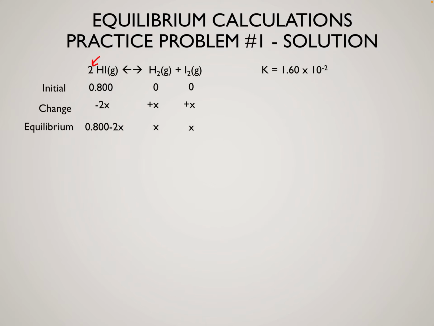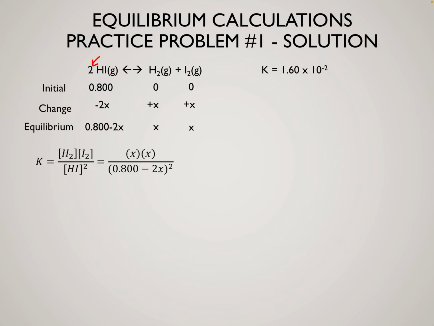Okay, so the next step will be to write that mass action expression, right? So we're going to go ahead and write our products over reactants. So we have hydrogen times iodine over hydroiodic acid squared, right? Remember to raise them to the power of the coefficient. That's how that 2 got there.